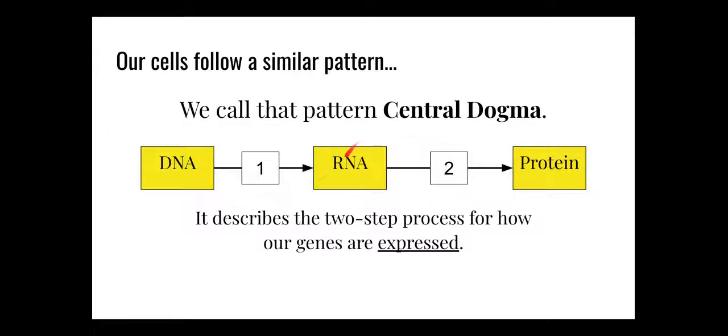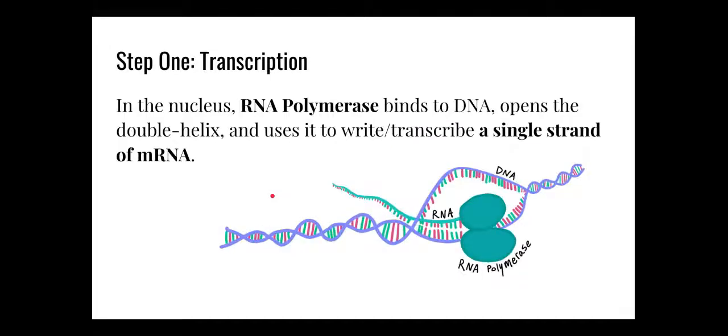So that first step is called transcription. Transcription happens in the nucleus of our cells. As eukaryotes, we have a nucleus, and transcription happens there. So during transcription, an enzyme called RNA polymerase binds to DNA, opens up the double helix, and uses that DNA strand to write, or transcribe, a single strand of mRNA.